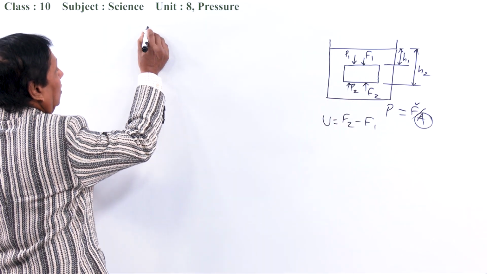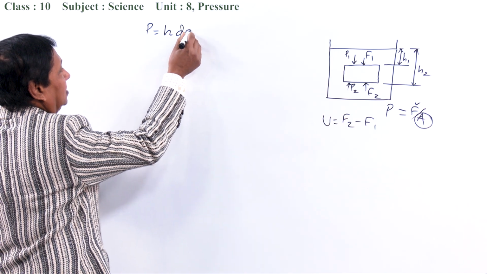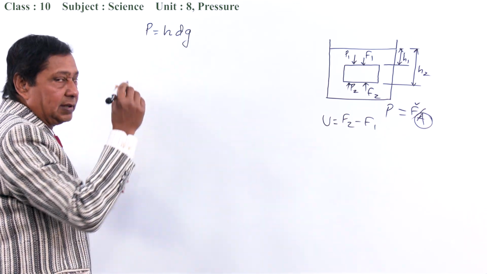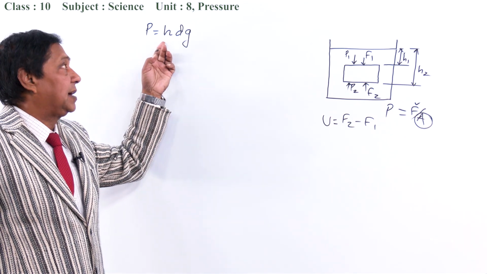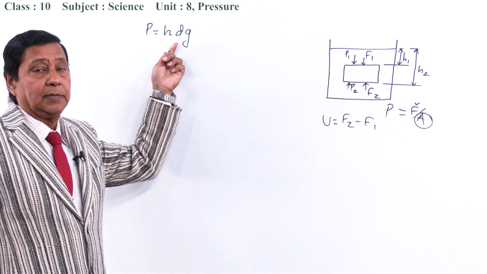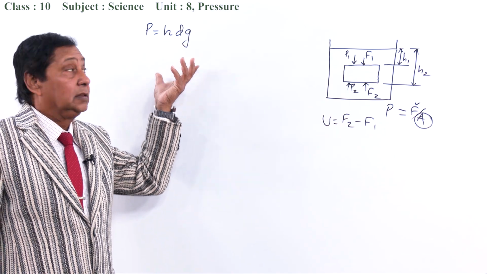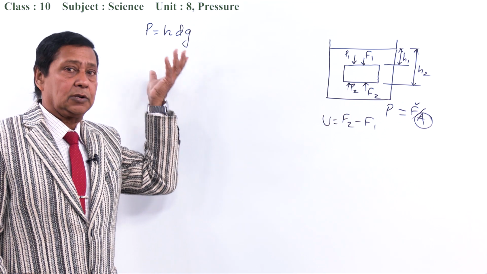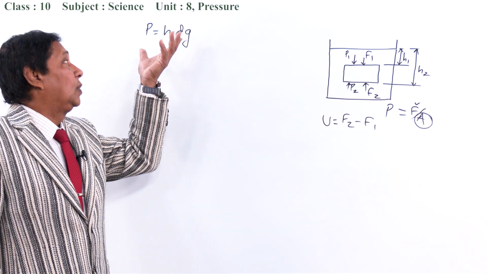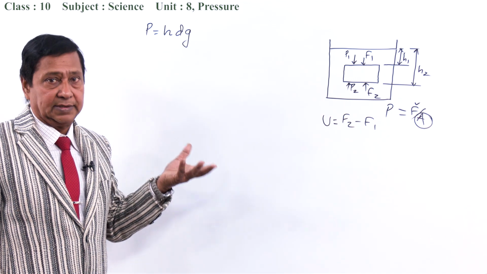Okay, I want to mention one equation, P equals h d g. You are taught this in class 8. Pressure of liquid depends upon depth of the liquid, density of the liquid, and acceleration due to gravity. These three factors affect the pressure of liquid. You are taught this, and we use this for the calculation of pressure in lower classes.